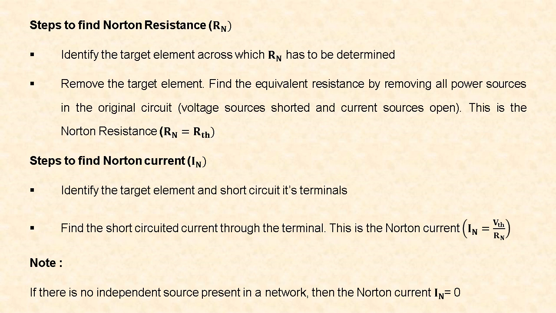Next step is to find the Norton current. For this, we have to identify the target element and short circuit the terminal of the target element. After short circuiting it, we have to find the short circuited current through the target terminal. This is the Norton current, and this current will be equal to Thevenin's voltage by Norton's resistance. One important thing you have to remember is that if there is no independent source present in the network, then the Norton's current is equal to 0.